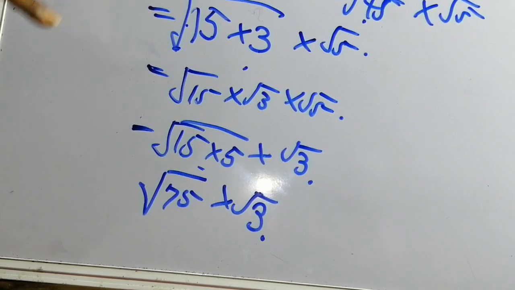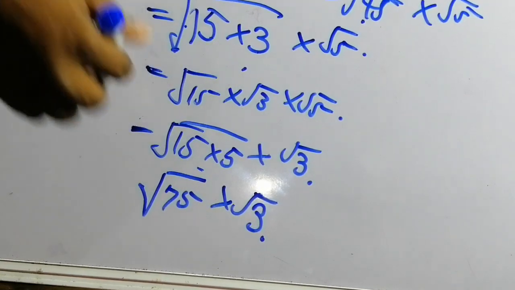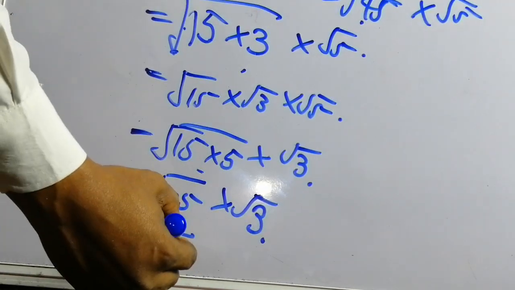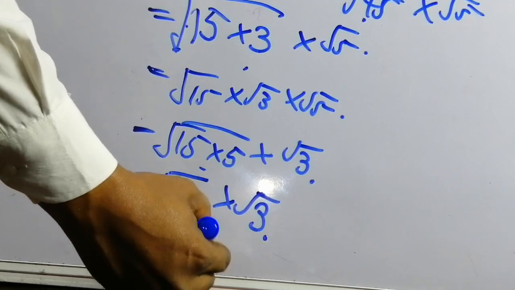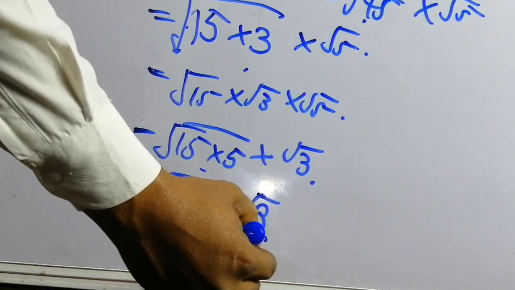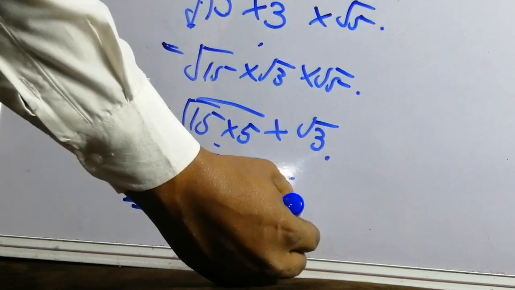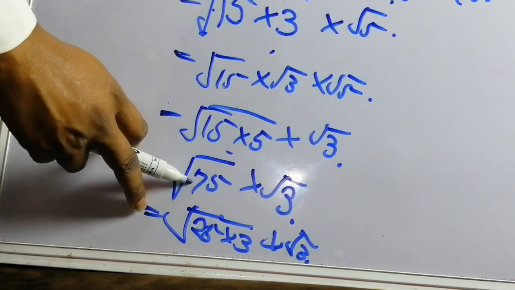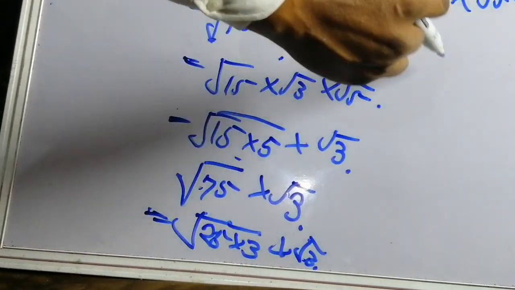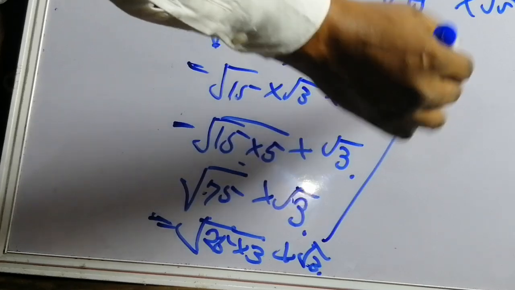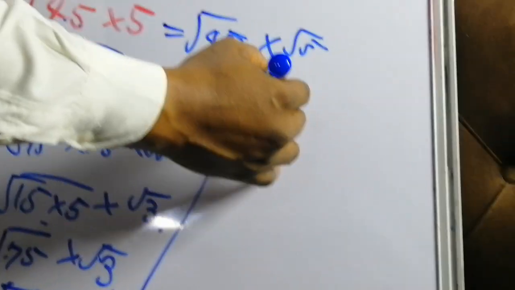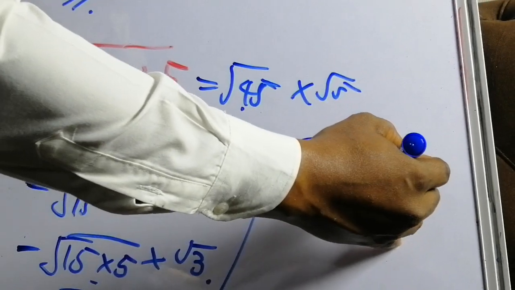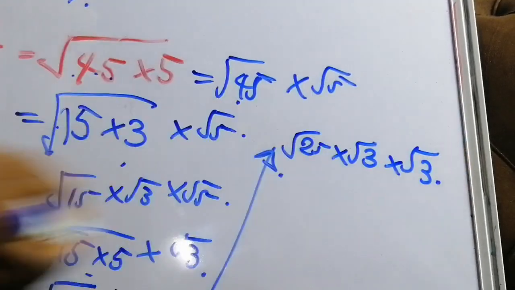Now if you look at this very well, 25 times 3 will give me 75. So I can say this is root 25 times 3, then times root 3. That's 25 times 3 is 75. Then I bring down this root 3. So let me just continue here. Now I can split root 25 times root 3 times root 3.